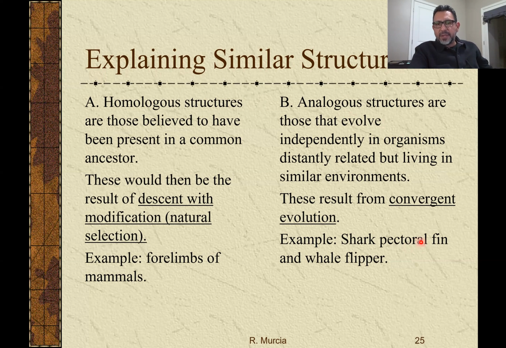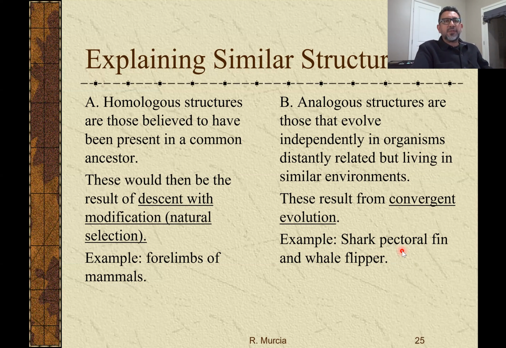the pectoral fin of a shark and the flipper of a whale. On the outside, those structures look similar. However, structurally inside, they're going to be very different. The pectoral fins of a shark are going to be mostly cartilaginous structures, but the bones in the flipper of a whale are made of a different type of connective tissue, which is what we call bone.